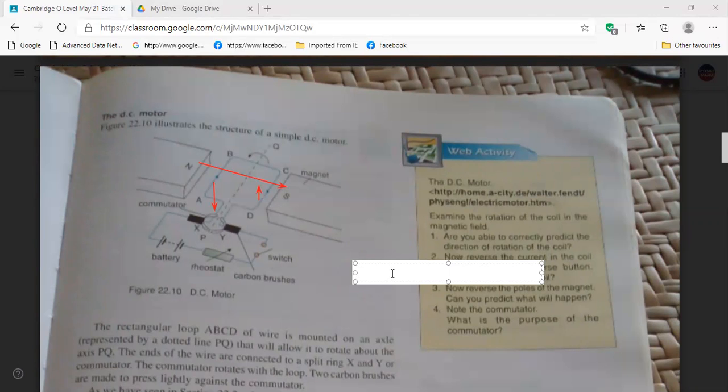I'm writing every motor has a given current supply. Okay, so you write this also. After drawing, you write this.